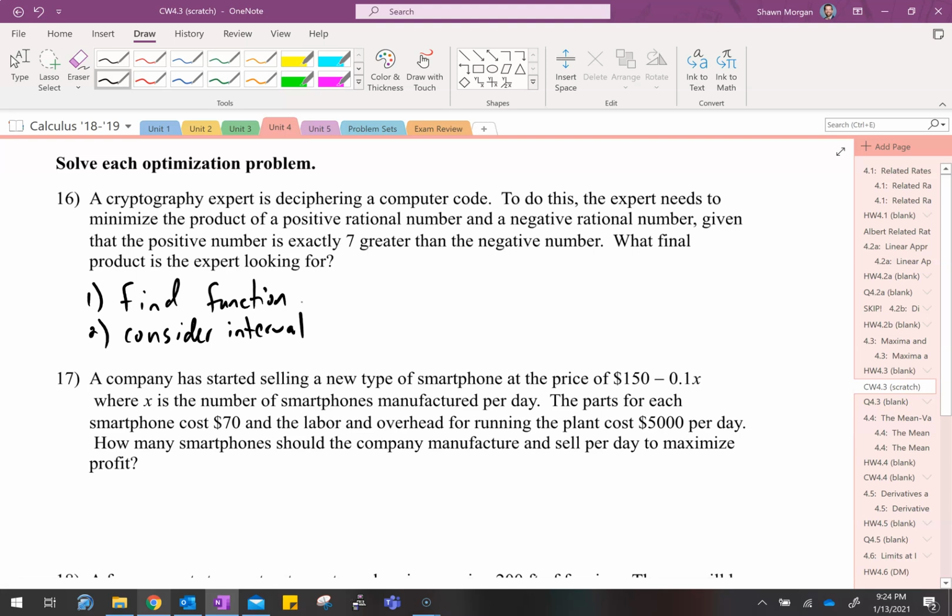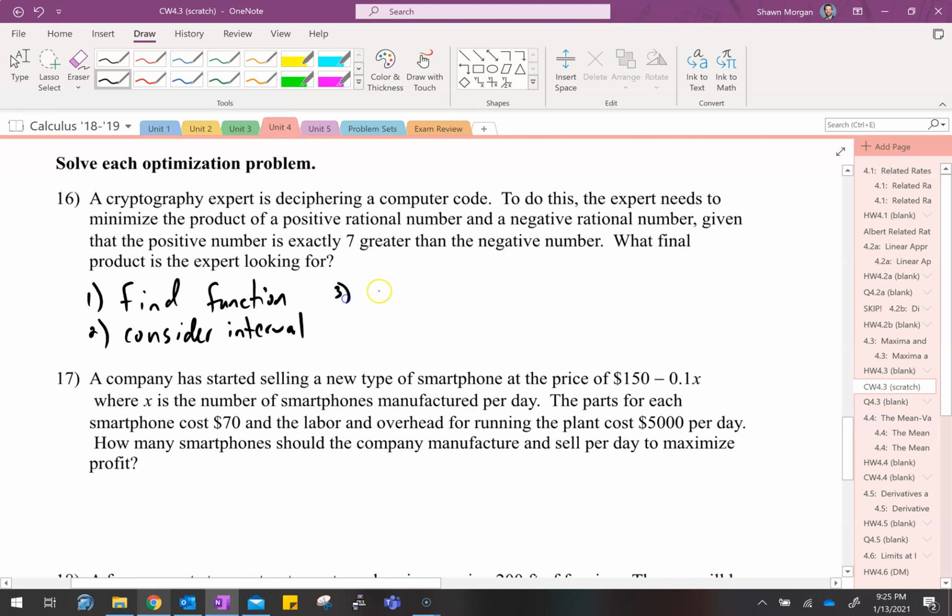Like if I'm dealing with a company and let's say the independent variable is the number of employees, well, my interval is going to be from 0 to, you know, whatever. It wouldn't make sense to have negative employees, for example. So we consider the interval based on the context of the problem.